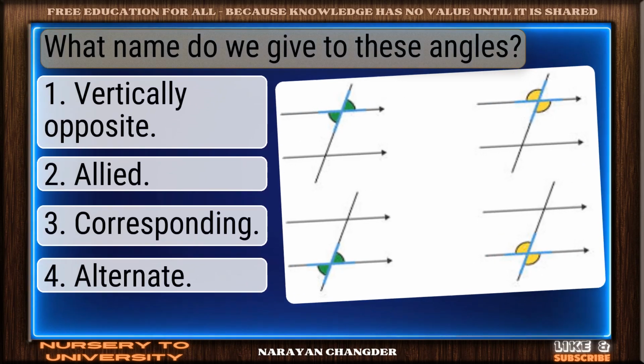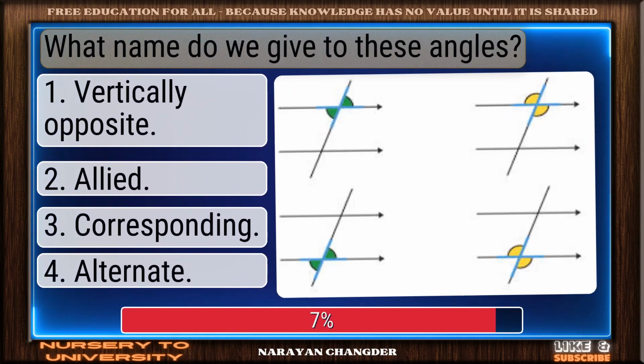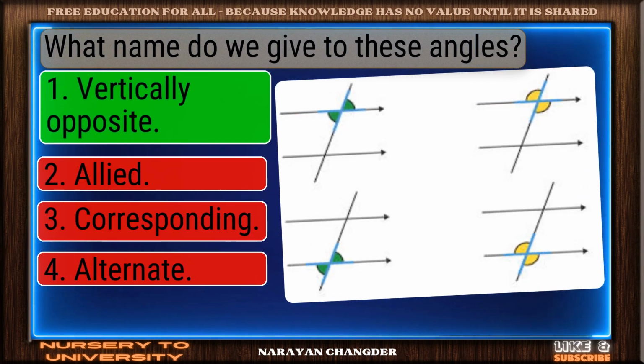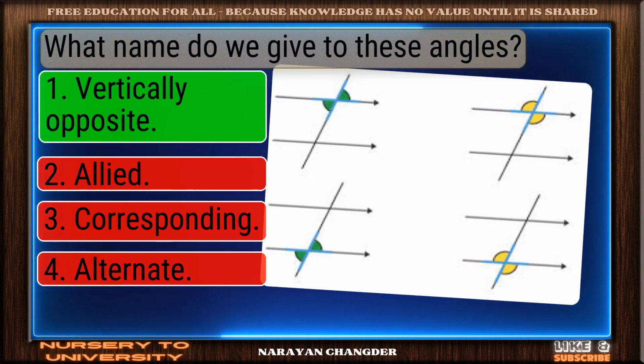Question number 1. What name do we give to these angles? Strong choice. Vertically opposite is the right answer.